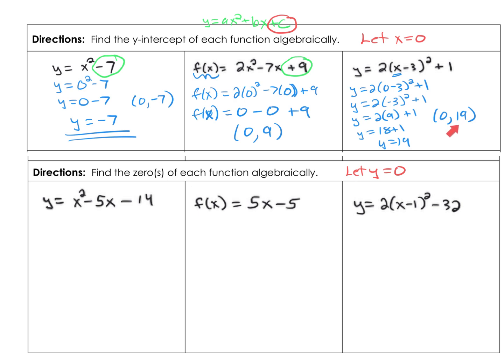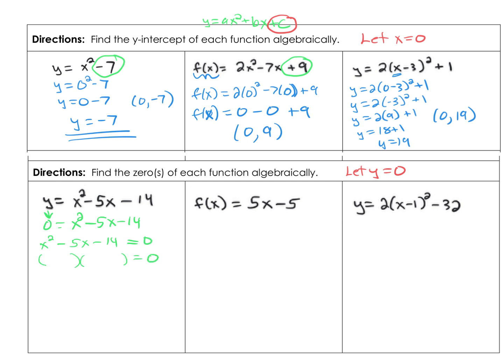Okay, now let's look at finding zeros algebraically. Those require us to let y equal 0. Those are going to be a little bit different and a little more work. If I let y be 0, then I get the equation 0 equals x squared minus 5x minus 14. If you want to, you could switch the order of the sides so that it looks familiar. Now we are going to solve by factoring.